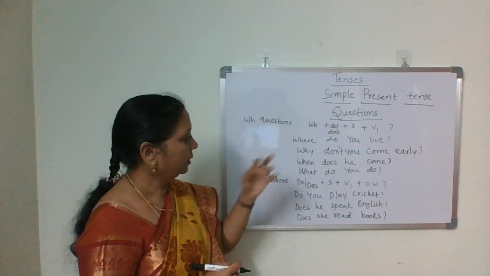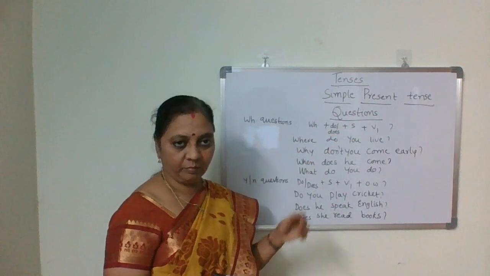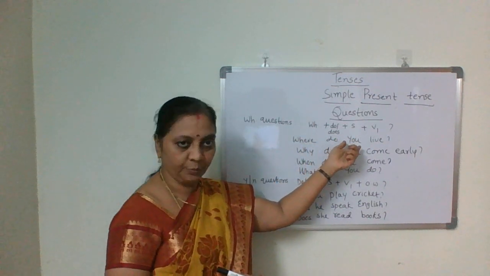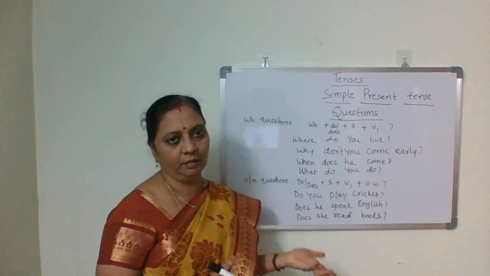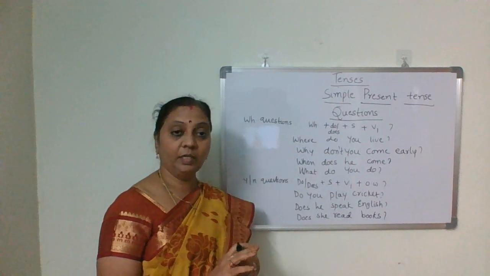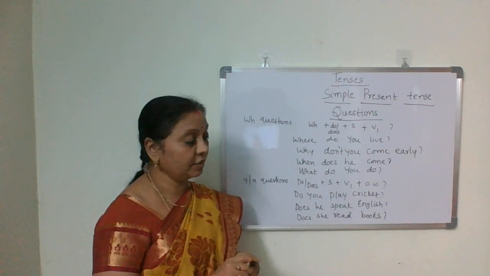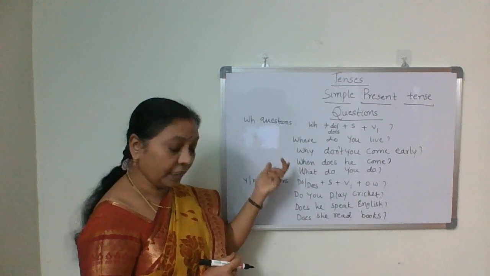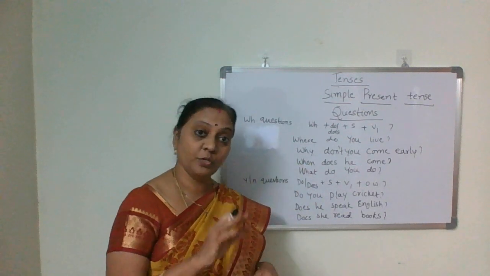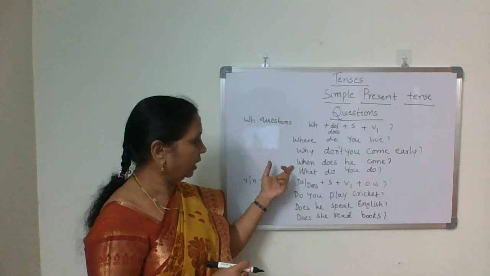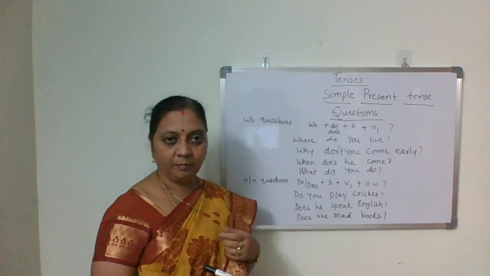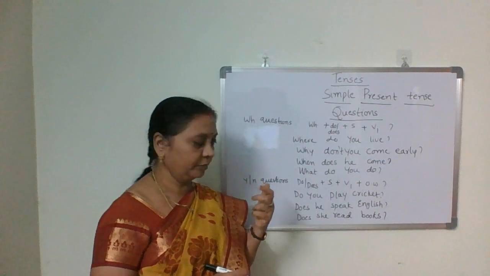Okay. Then, where do you live? Where, the WH question word. Do, then subject, you, then verb, V1. Okay. If it is a negative question, an interrogative negative, you have to frame it like, why don't you come early? Why don't you come early? Okay, short form you have to use. In questions, mostly we use short forms.